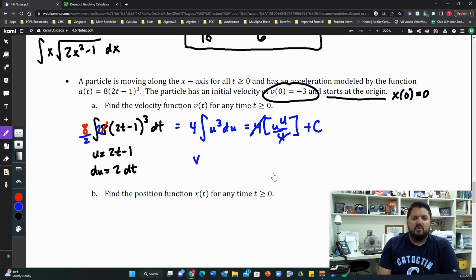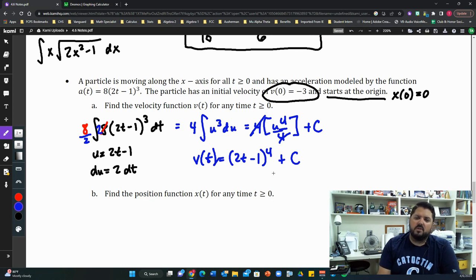So my general velocity equation would be (2t minus 1) to the 4th power. Now my tablet's going to start freaking out. It's always right near the end of a video. 2t, oh, yep, the 1's disappearing. So (2t minus 1) to the 4th plus c.